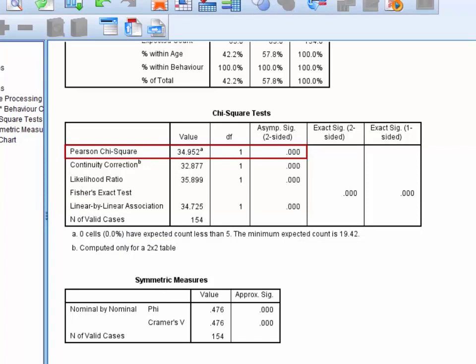The Pearson chi-square statistic is statistically significant at the conventional alpha level of 0.05. This tells us that the two variables are related. However, it does not tell us how they are related or how strongly they are related.